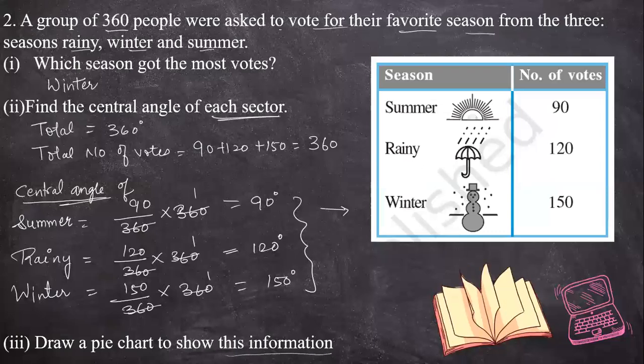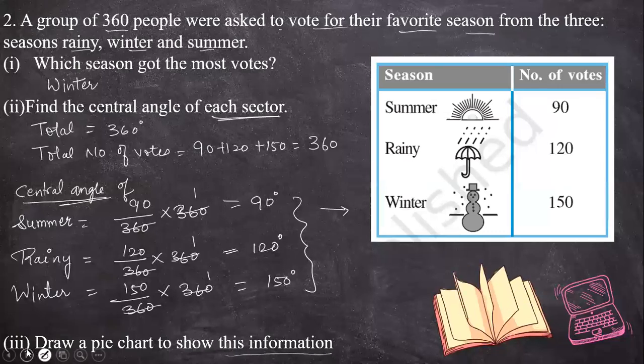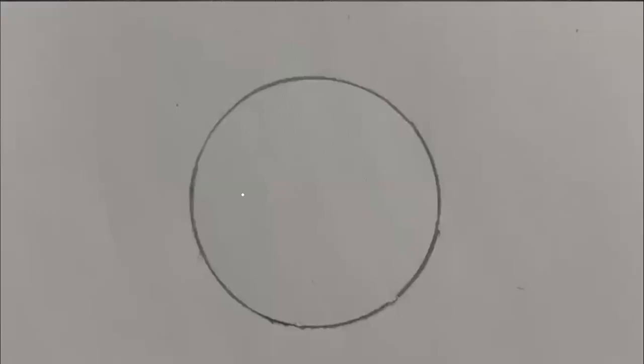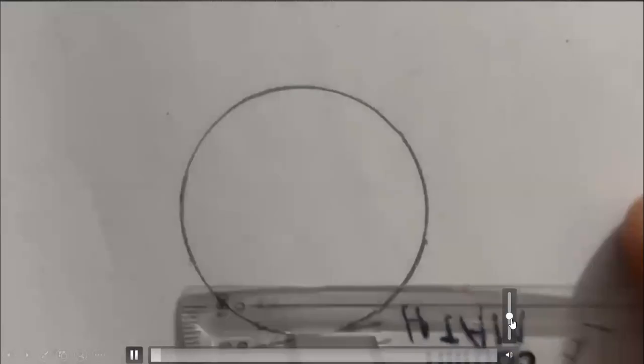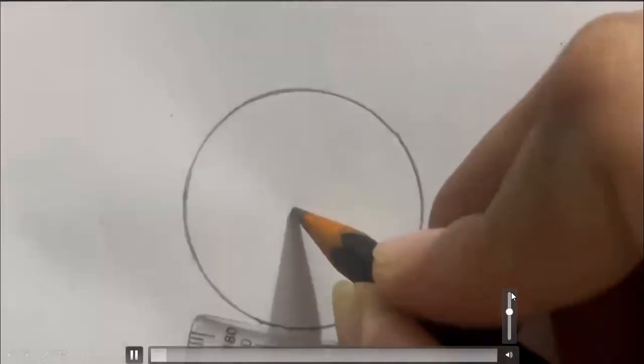Yes. Now the last question: draw a pie chart to show this information. Now we need to draw a pie chart for this. So let's see how to draw this pie chart. Yes, children, the fraction we have already found out. Now this is the center, and we have to draw the pie chart.